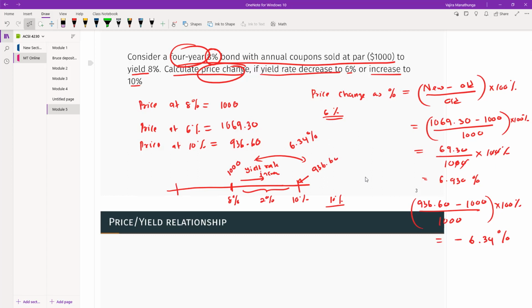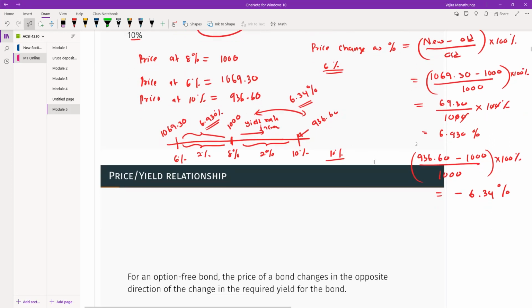Then on this side the yield rate decreases by the same amount, 2%, so it goes to 6%. The new price is 1,069.30. And the difference is actually 6.930. So you can observe that even though the yield rate increases or decreases by the same amount, the price increment or decrement is not the same. When the yield rate increases, the price change is 6.34, but when the yield rate decreases, the price change is higher, 6.930.